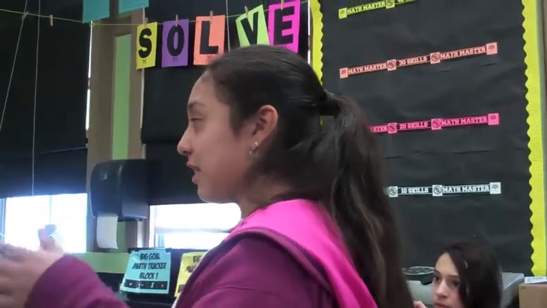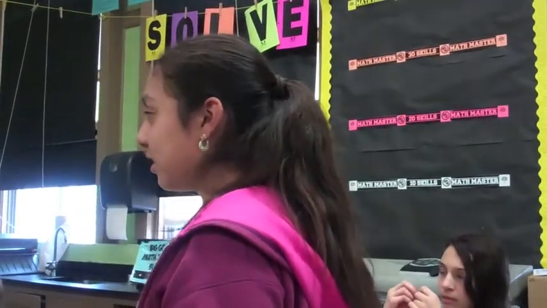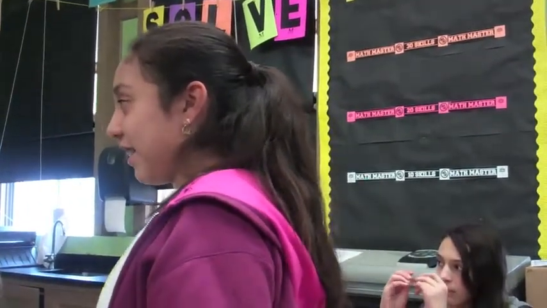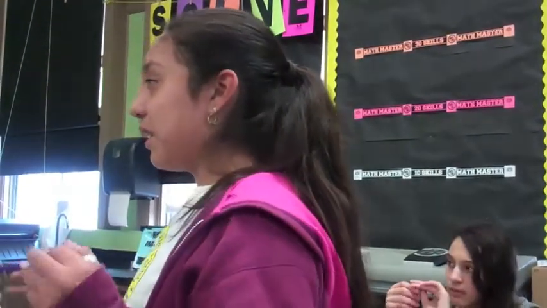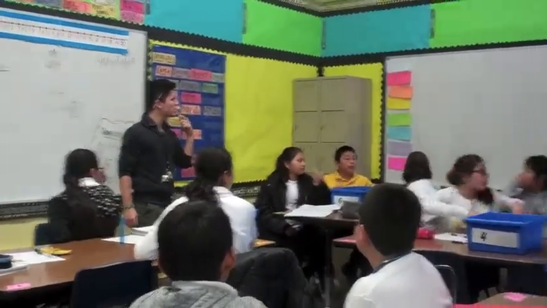Mariana. Hold on, everyone has to be tracking. Because you have to do it when it's written, like, 3 times 5. You have to read it like words. So how do you read words? You're onto something. You have to read it left to right. Okay. I see some agreeing with that. I see a disagree. Interesting. Tell me what you disagree for.